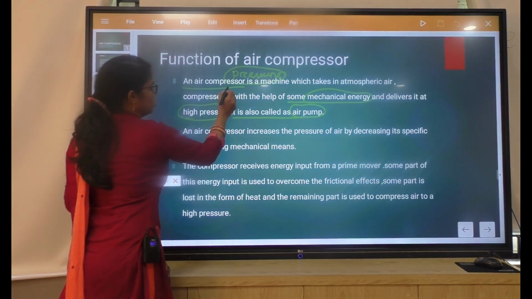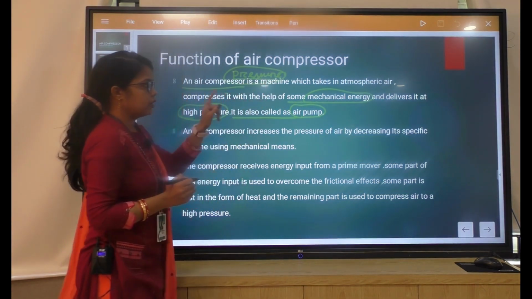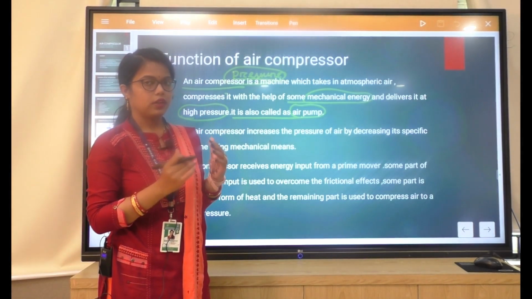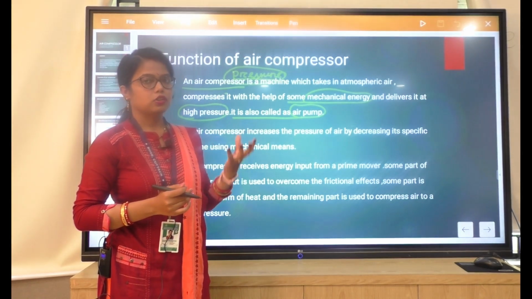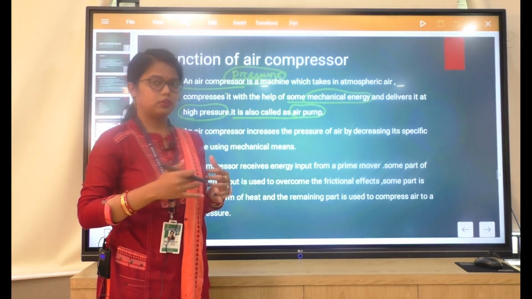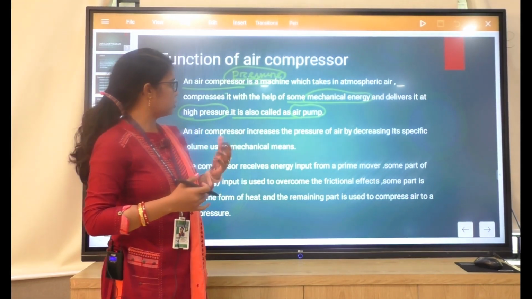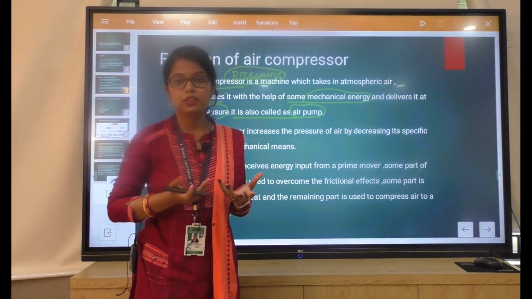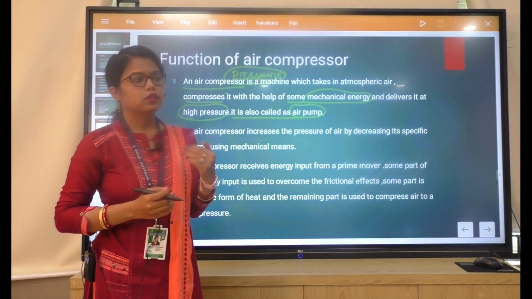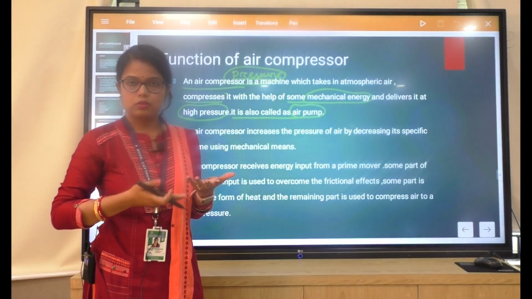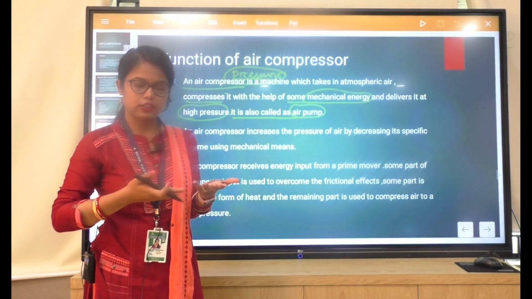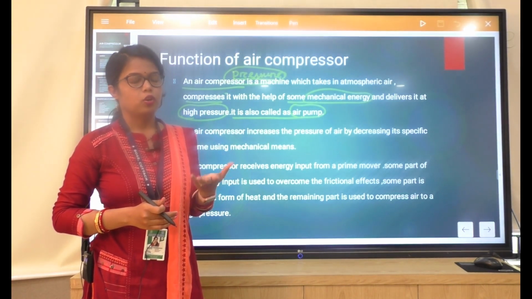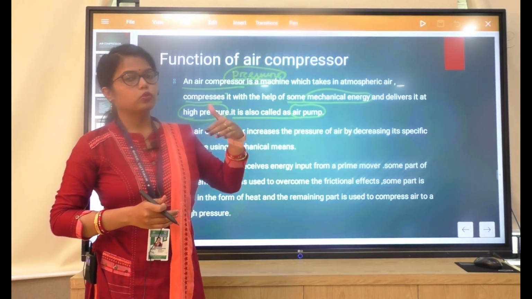I have told you the important term is pressure. The air is at a certain pressure, called atmospheric pressure, and the air compressor sucks the atmospheric air into the cylinder, and after that it compresses it with the help of some mechanical means. Mechanical means some moving parts. If we are using a piston reciprocating inside the cylinder, with the help of the piston we compress the air up to a certain pressure.